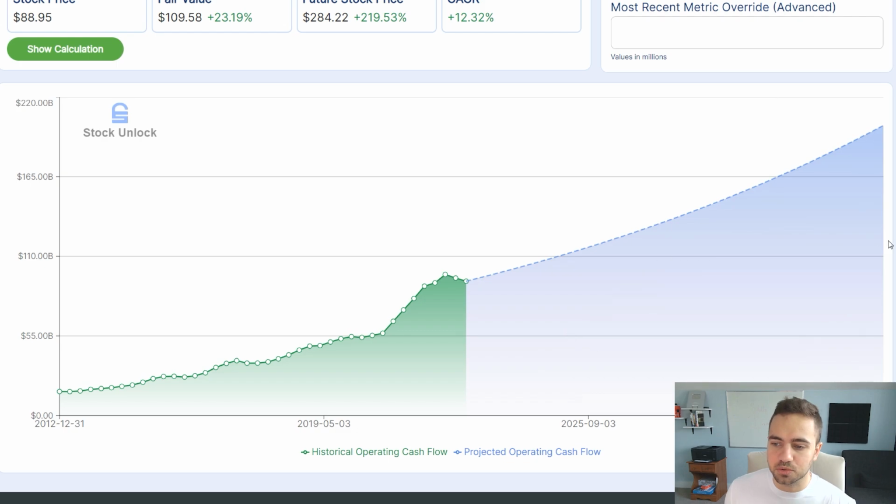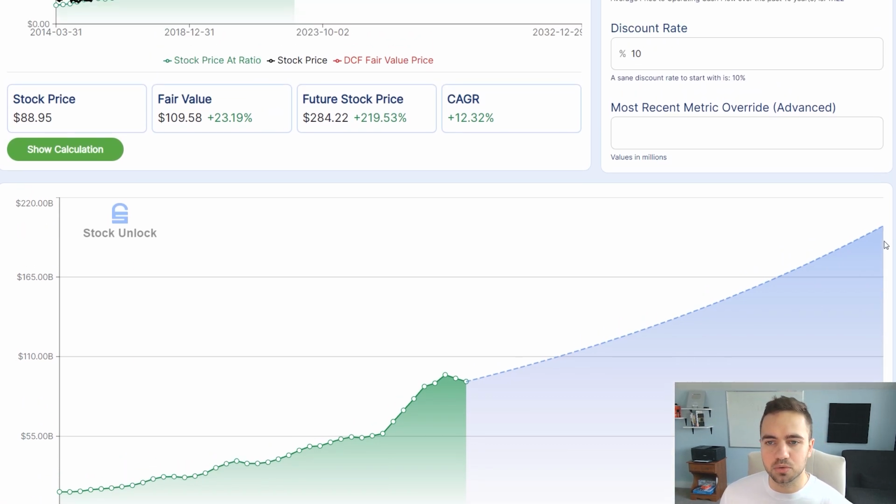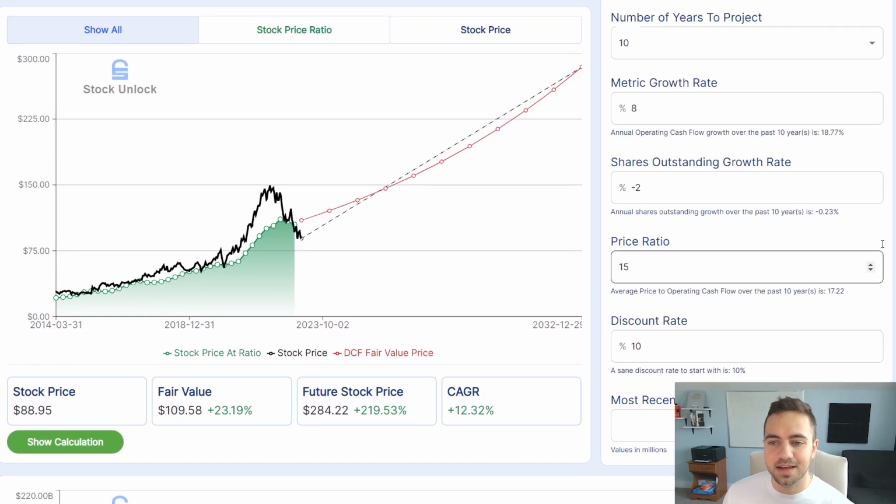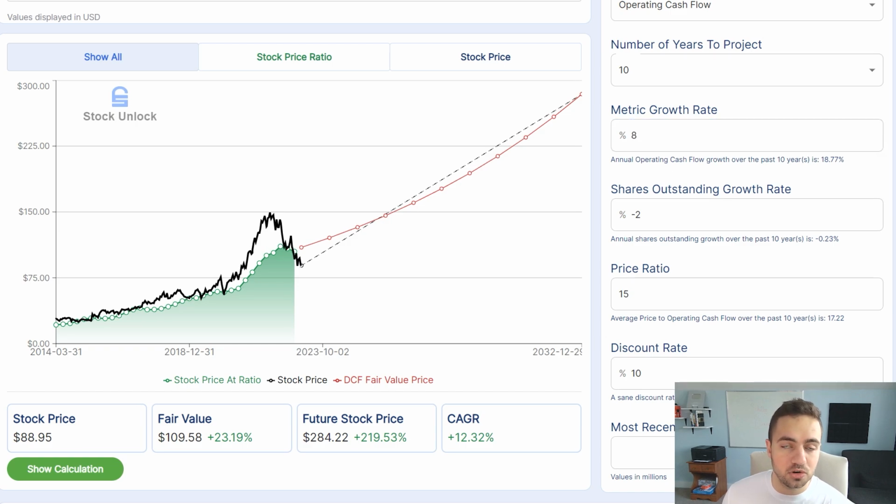Now, if we also scroll down, with an 8% growth rate to Google's operating cash flow over the next decade, it tells us that the company will be producing about $200 billion in annual operating cash flow by 2032, which I think is more realistic and probably where the company's actually going to hit. With the growth of YouTube and Google Cloud in India and everything like that, I definitely think that this is a little bit more conservative calculation.